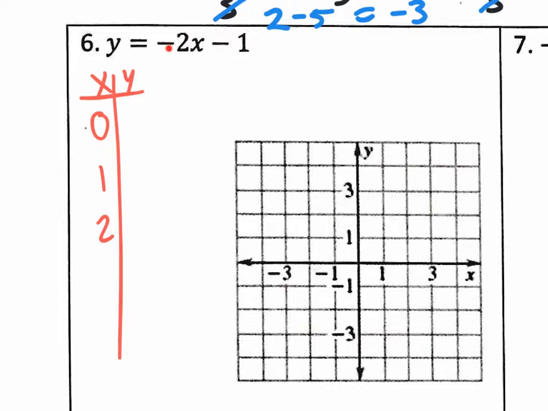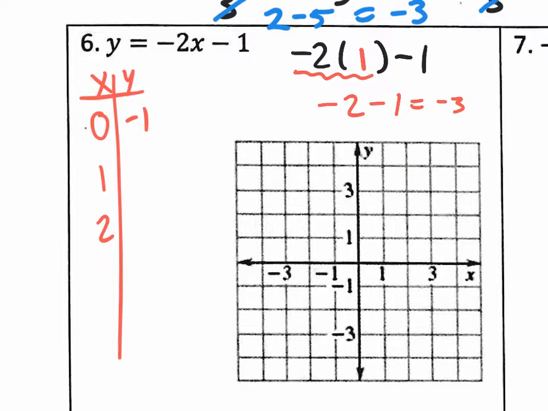Negative 2 times 0 is 0, and 0 minus 1 is negative 1. When I plug in 1 right here, let me actually show my work on this one. I want to have negative 2 times x minus 1, but I'm really plugging in the 1 inside of the parenthesis. So I have negative 2 times 1, that's negative 2. Bring down the minus 1. Negative 2 minus 1 is negative 3. So when I plug in a 1, I get out a negative 3.